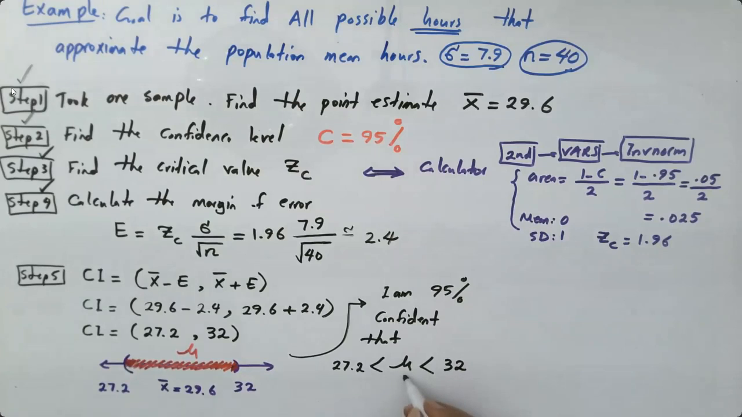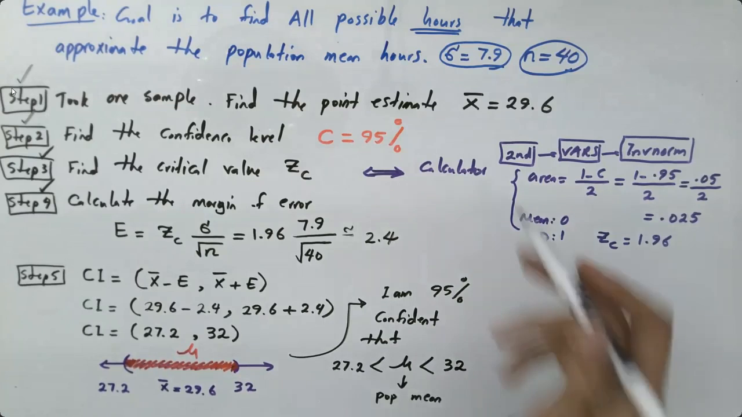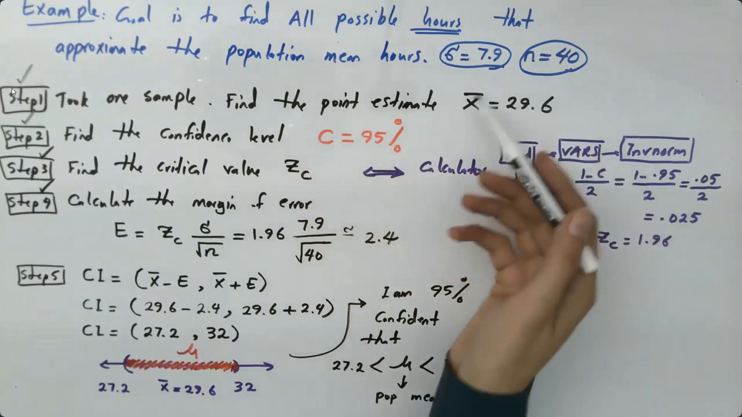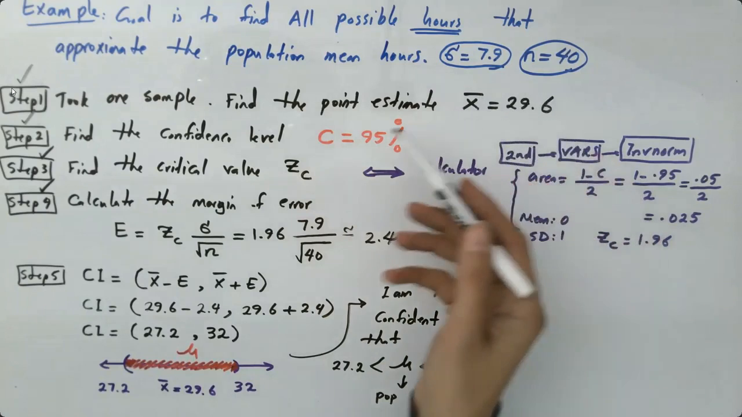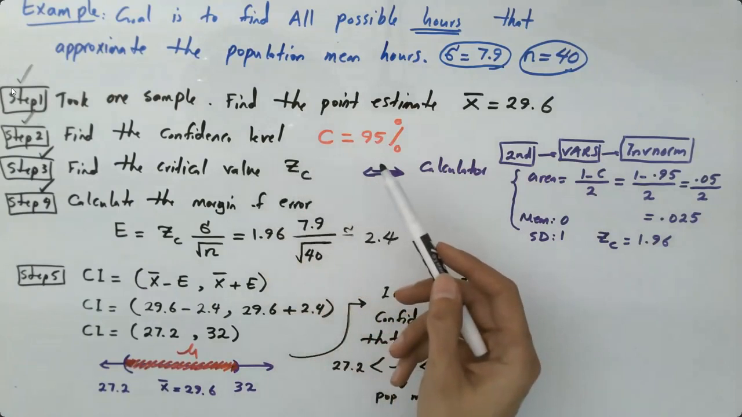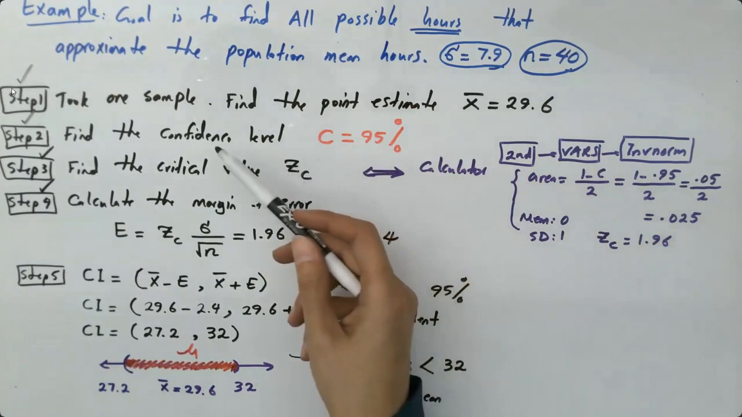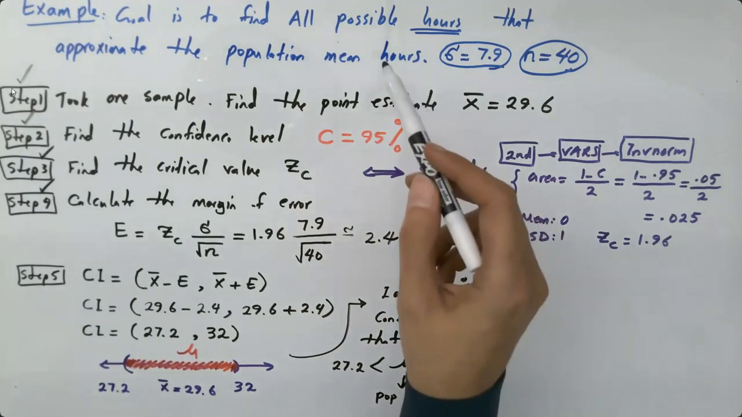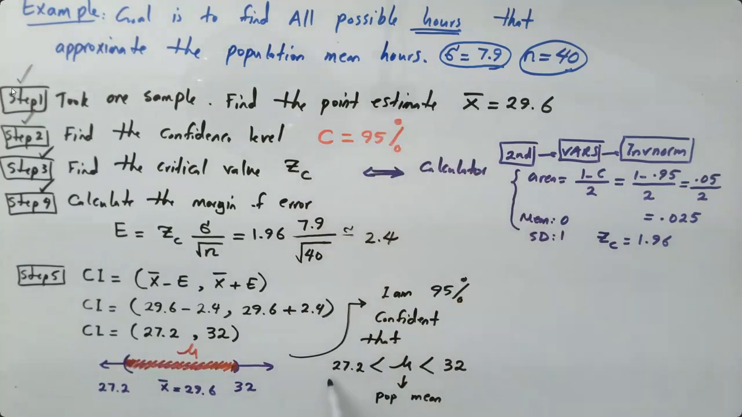Mu is population mean. Population, remember that. We do not have the population mean. That's why we took a sample, we found the mean of the sample, and then we used 95% level of confidence to construct this interval. It says, hey, we are 95% confident that the population mean, the mean hours, is within 27.2 hours and 32 hours.